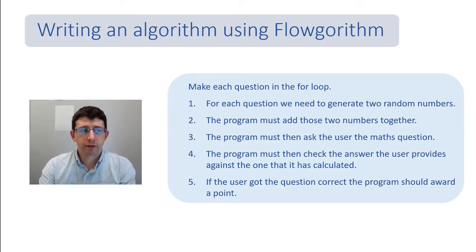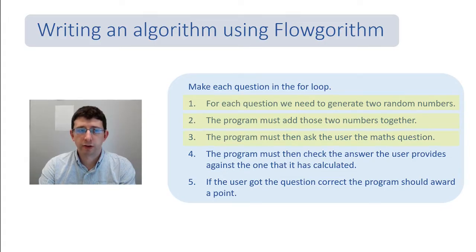So we're going to have 10 simple addition questions, and so for each time we go through the loop and we ask the question, we need to do a number of things. So the first thing we need to do is generate 2 random numbers, and we'll do some research and find out how to do that in Flowgorithm in a moment. Okay, so we're going to choose 2 numbers, and then the program must add those 2 numbers to get the answer.